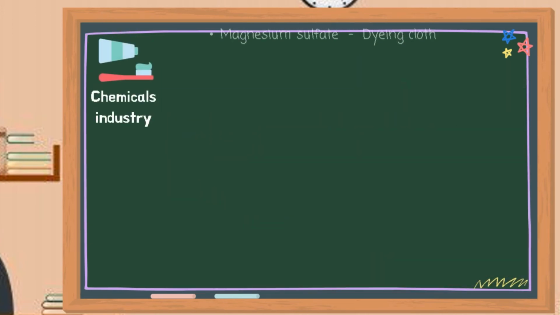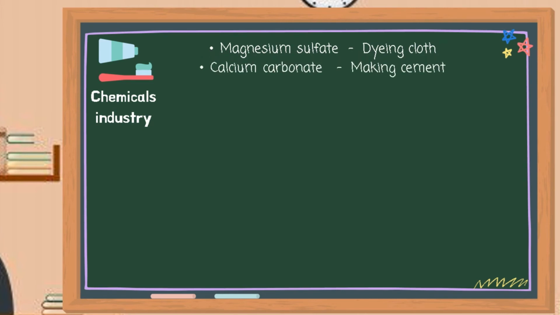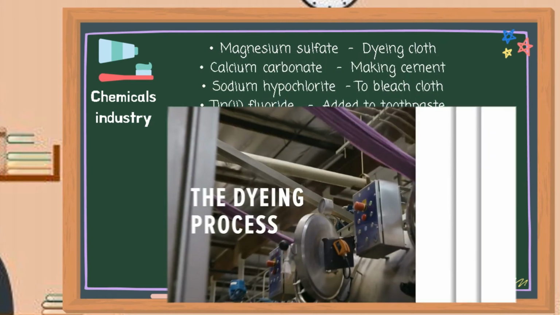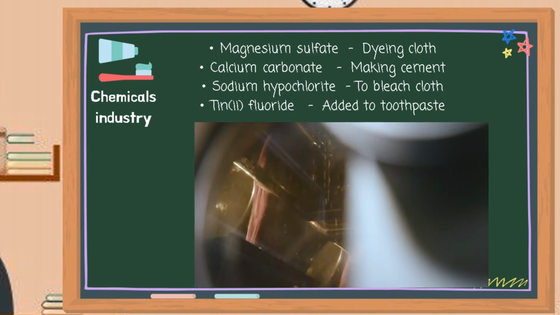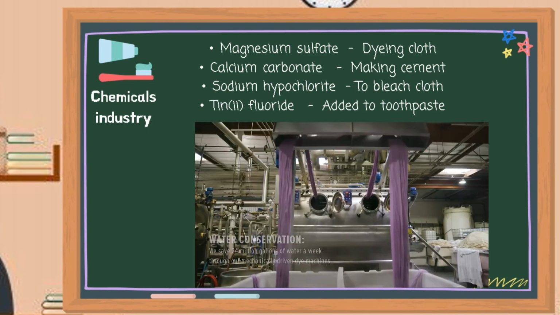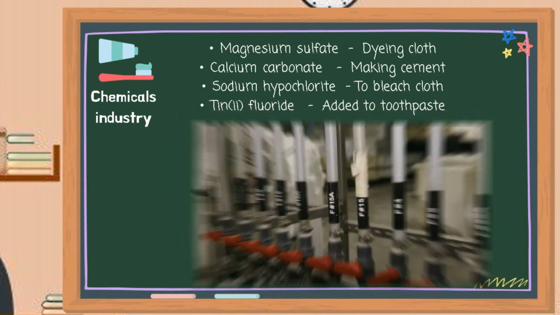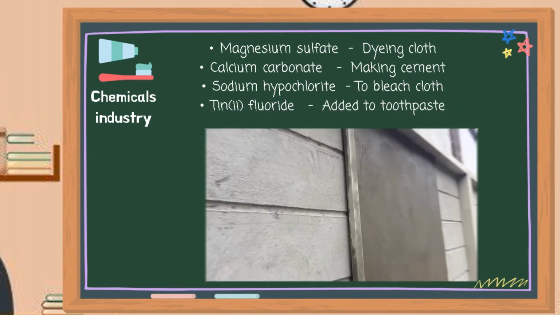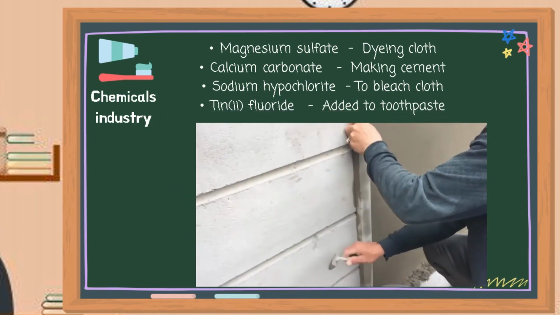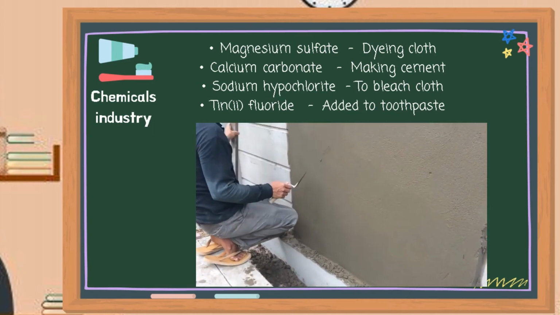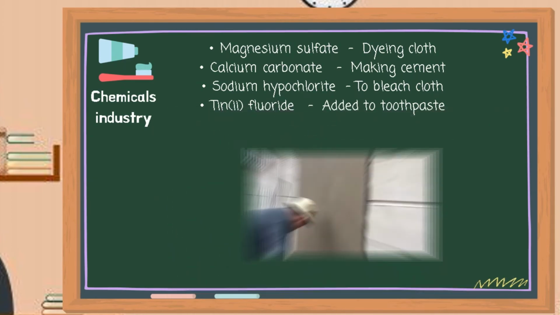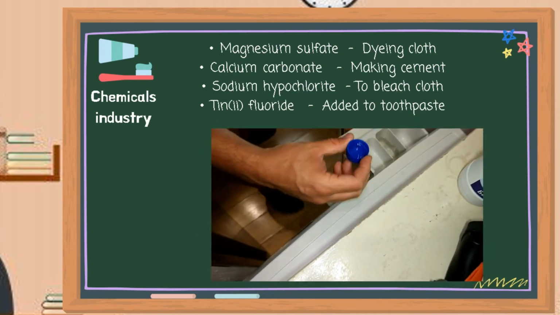Lastly, salt is used in the chemical industry, such as magnesium sulfate to dye cloth, calcium carbonate to make cement, sodium hypochlorite to bleach cloth, and tin(II) fluoride is added to toothpaste.